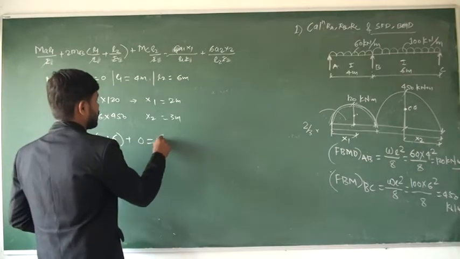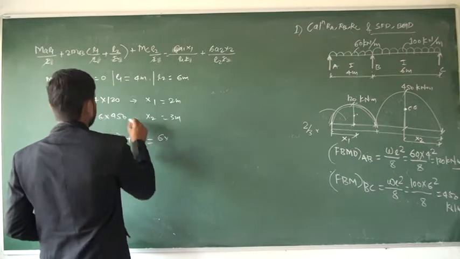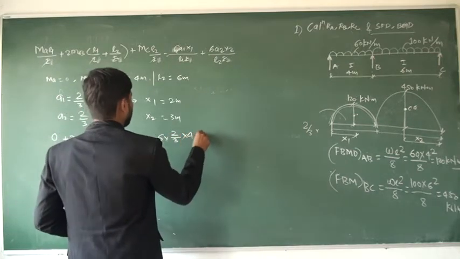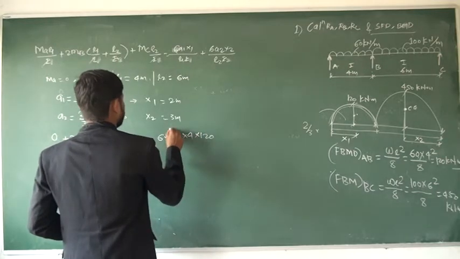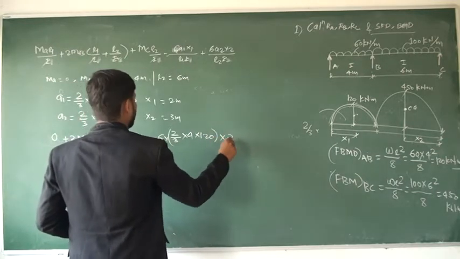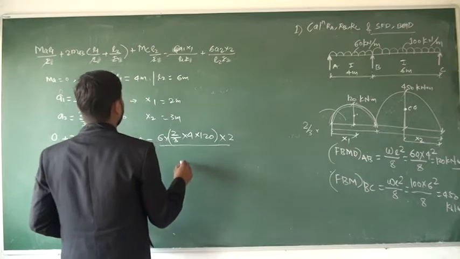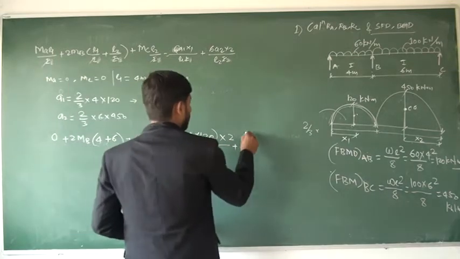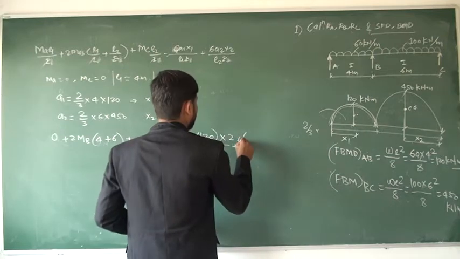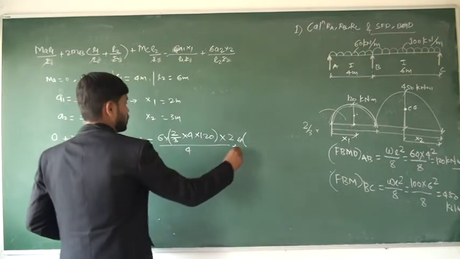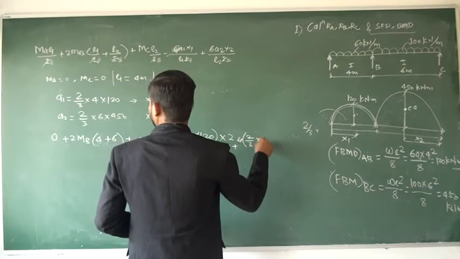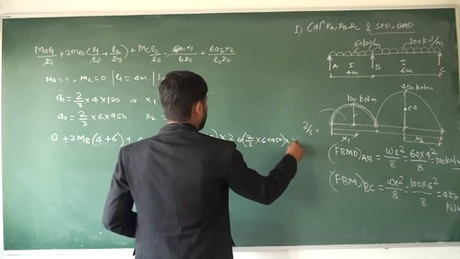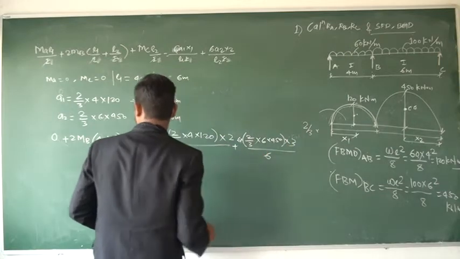Then 6 A1 is 2/3 of 4 into 120, and X1 is 2 meter, divided by L1 which is 4. Similarly for 6, A2 is again 2/3 of 6 into 450, into X2 which is 3 meter, divided by 6.